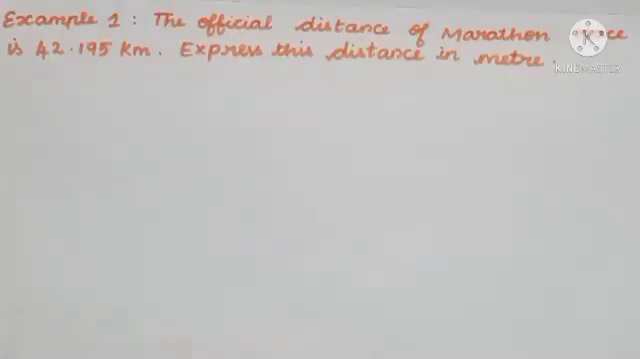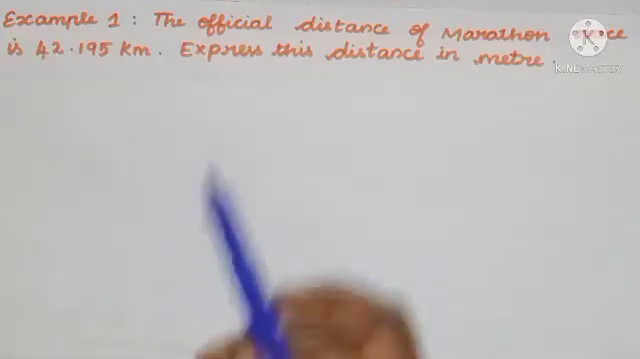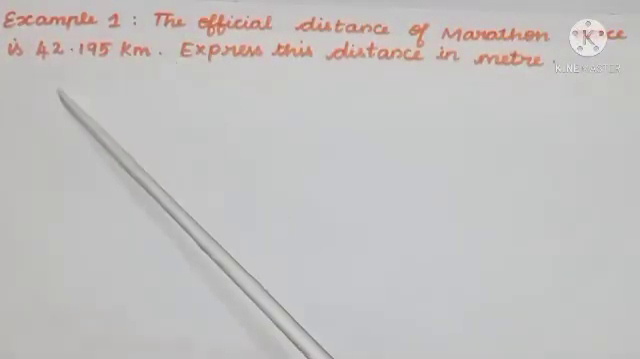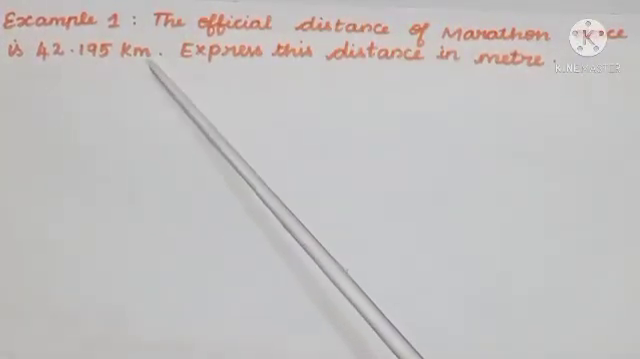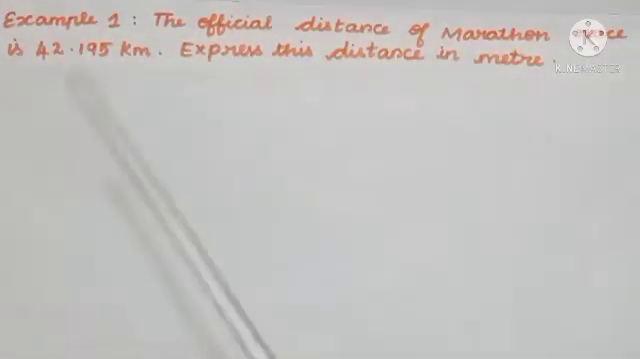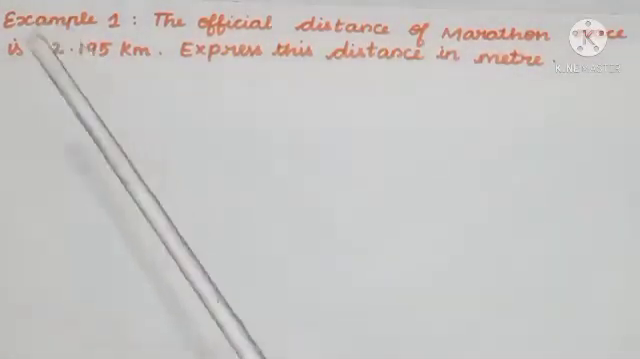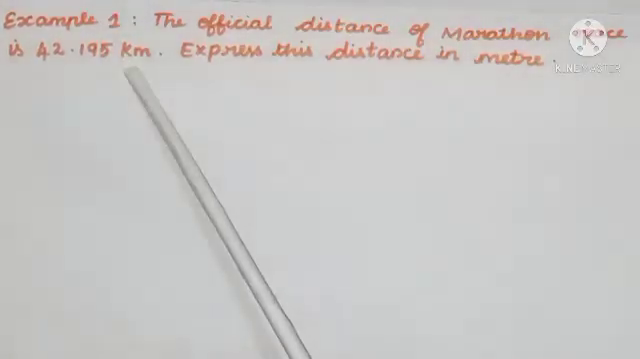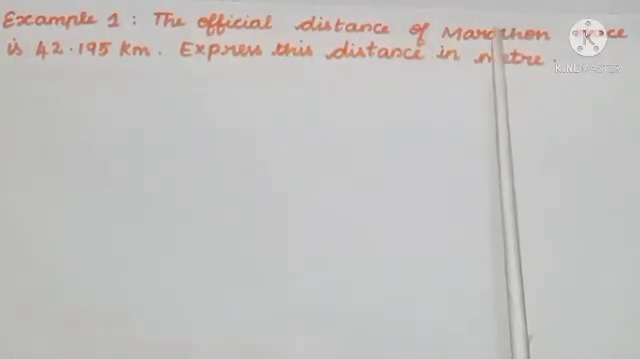Now let's see the conversion of metric units using word problems. See here the given question is: the official distance of a marathon race is 42.195 kilometer. Express this distance in meter. See here the given question is in the form of kilometer. You have to convert this into meter.